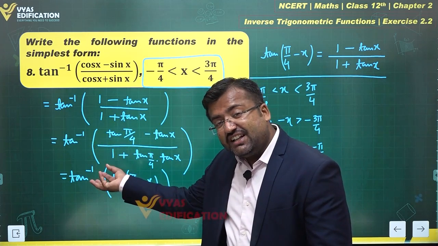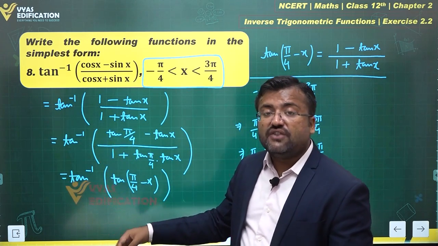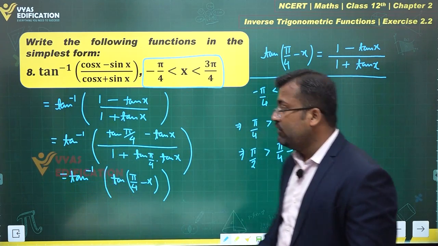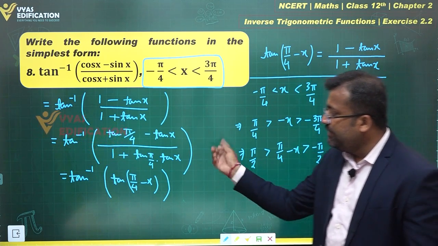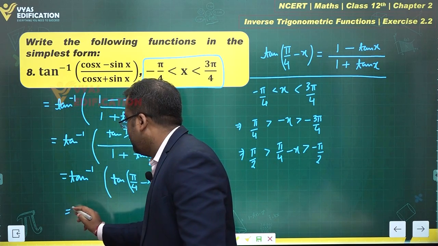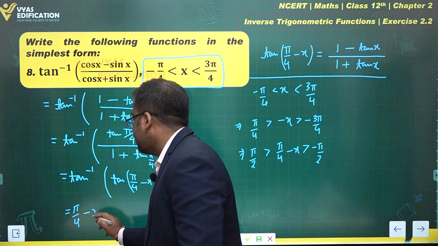Tan inverse tan x will be equal to x if x lies in the interval minus pi by 2 to pi by 2. Tan inverse tan of something, where something lies in the interval, will be equal to that something. What is that? It is equal to pi by 4 minus x.